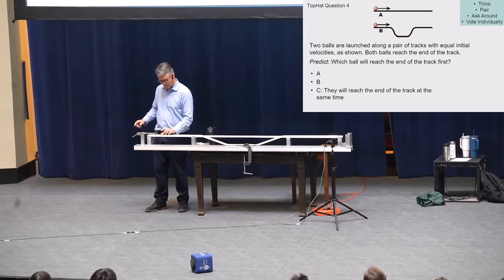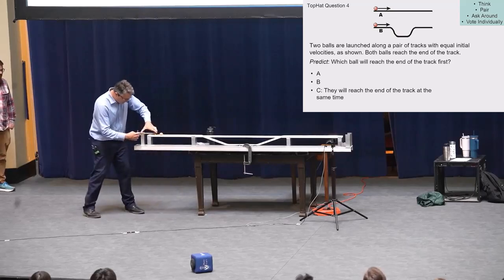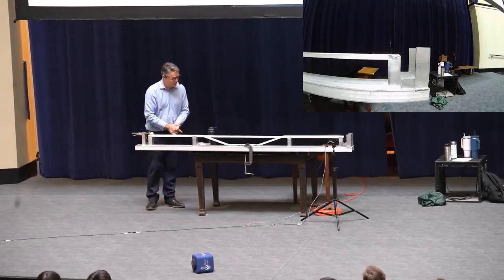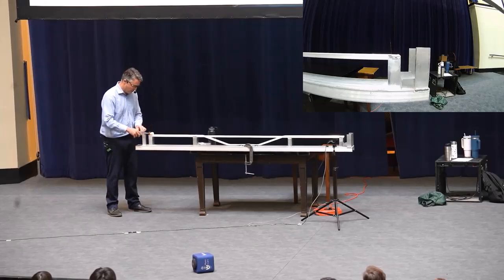I put the pink one in front on A and then the white one on B. So we're going to load it up again. I think the video just shows the end of the track over there. But let's see. And remember, the pink one is A and the white one is B. Watch carefully.